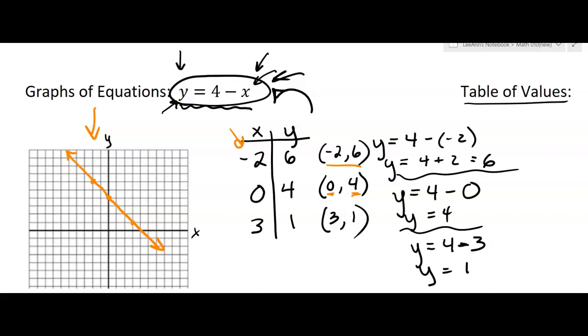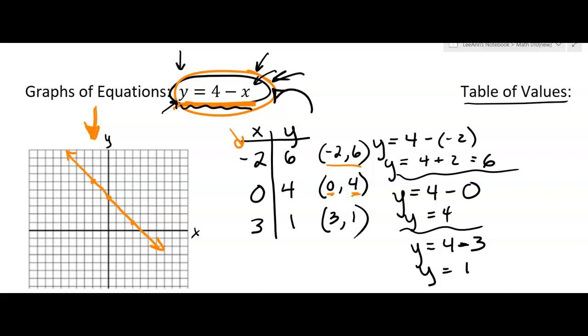You pick 3 or you pick 5 or you pick 10 points. You're not picking the points. You're picking x values and calculating the y values, but they're all going to line up. This line, I drew an arrow here, that line represents all the ordered pairs that satisfy this equation. This equation, I could have any real number for x, and it's represented by that line.